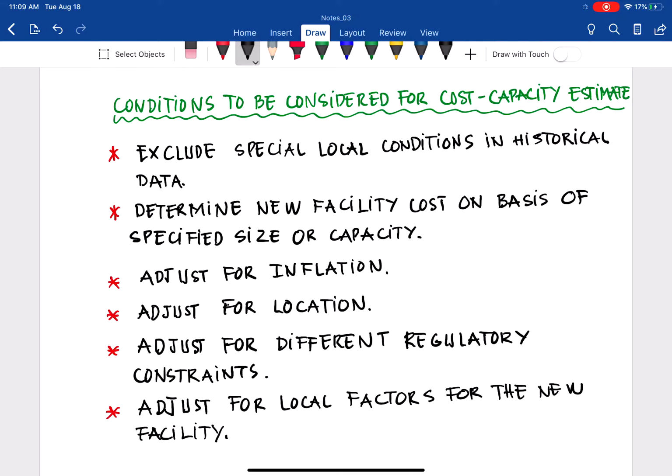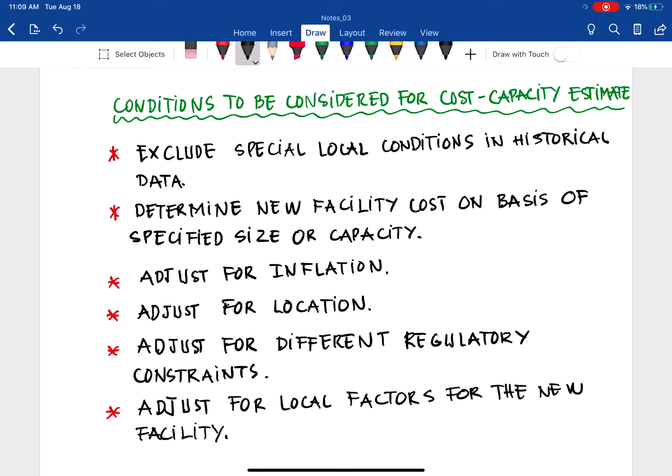And what are the adjustments needed? Here, I list the 6 conditions to be considered for cost capacity estimate that we discussed earlier. For the reference project, there is something special we need to exclude in the historical data. We cannot use the raw actual cost of the project without considering the local characteristics that may not be applicable to a new project. Let me give you an example.